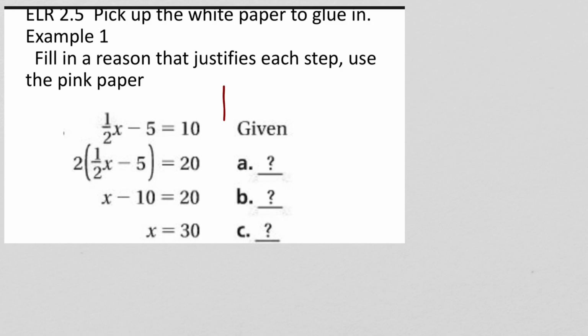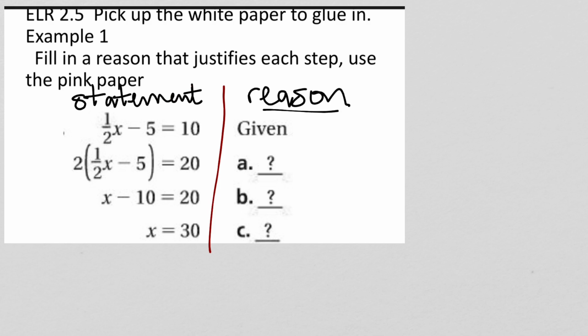So we have two columns all the time for proofs. A statement column, and then the reason for the statement. So that first statement was given to us. Let's take a look at the next one over here. 2, parentheses, 1/2 x minus 5 equaling 20 now. So what property from the pink paper is justifying this one? Well, if you look back, that is the multiplication property. We are multiplying both sides by 2.